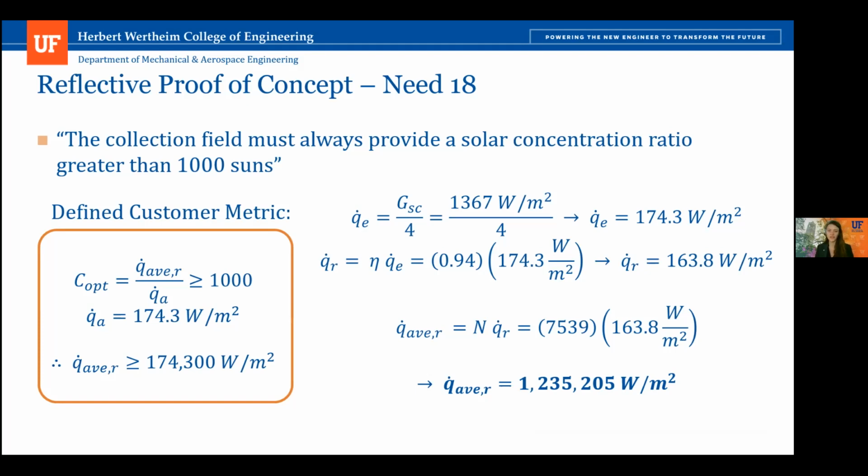A heat transfer analysis was conducted here to determine the delivered flux as a function of the flux delivered to the earth from the sun and as a function of the reflectivity of the material. So when you account for the total number of heliostats, it's clear that the delivered flux is over 1 million, which is far exceeding the 174,000 that we defined in the user needs.